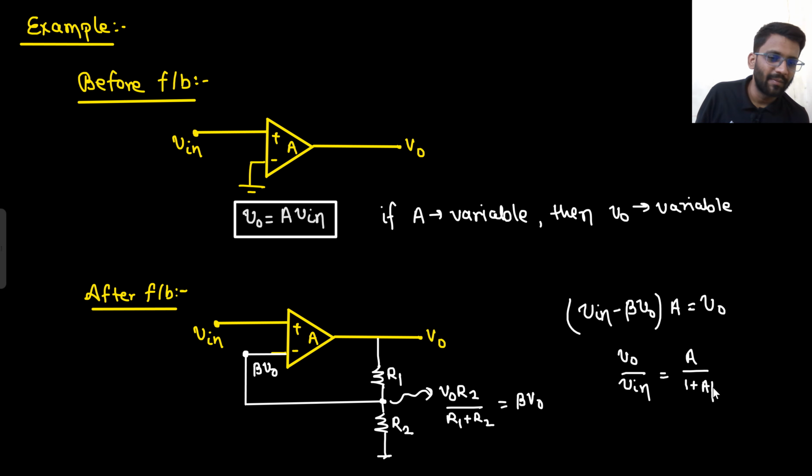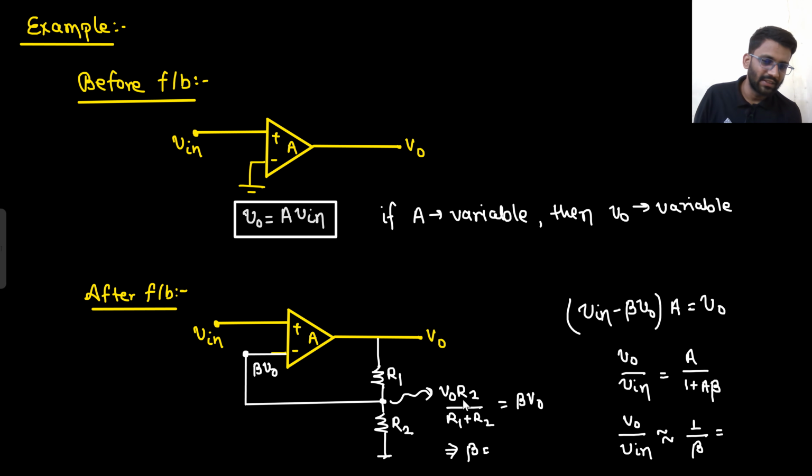And generally for op-amp, A is very large. So what is the approximation you will get? What is your final gain? That is 1 by beta. So what was your beta here? I told this as beta V naught. So what was your beta? R2 upon R1 plus R2. So what will be the reciprocal of this?